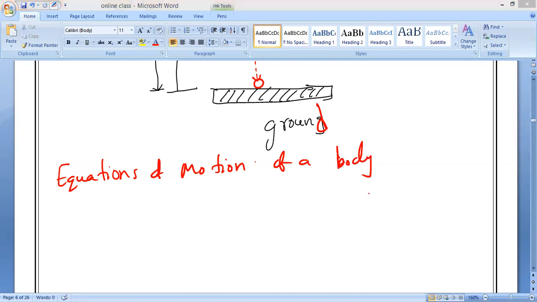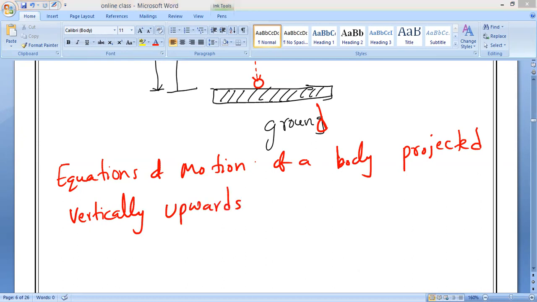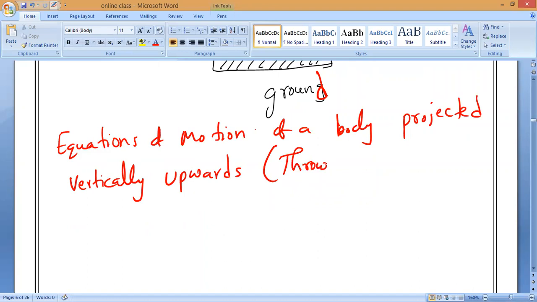Projected vertically upwards. Projected means what? Thrown. Upwards means thrown upwards. Vertically upwards or thrown upwards, we can say. Thrown vertically upwards.